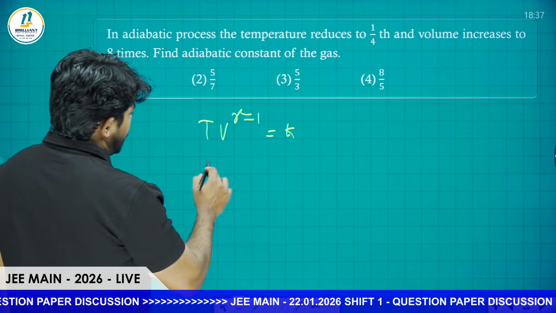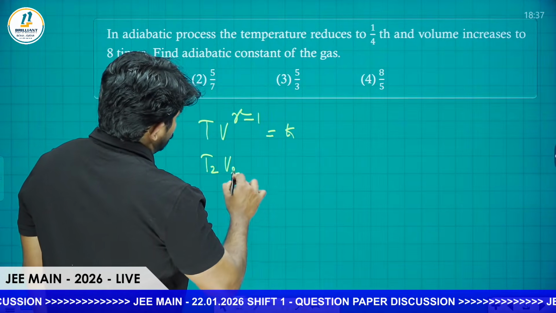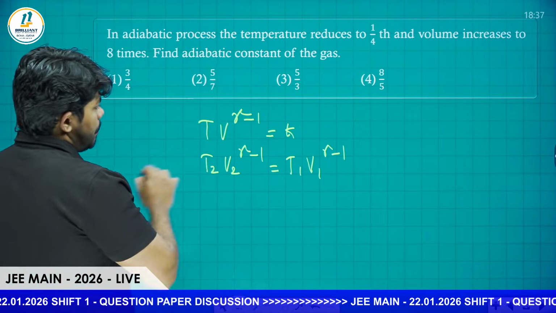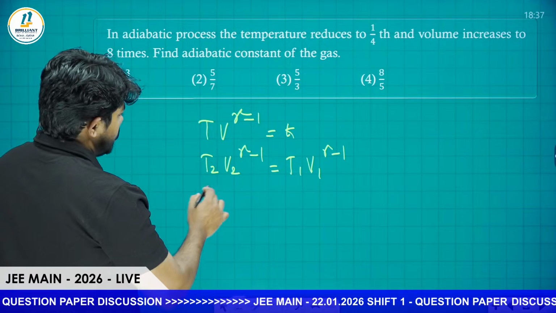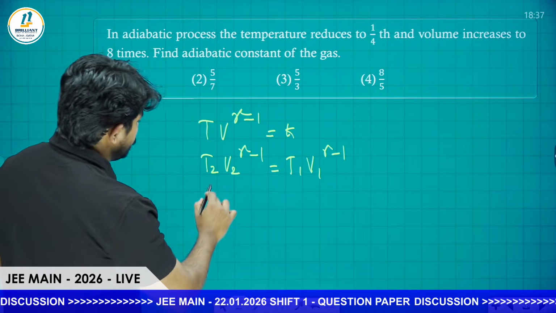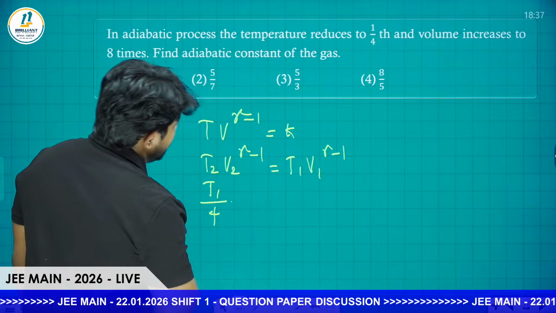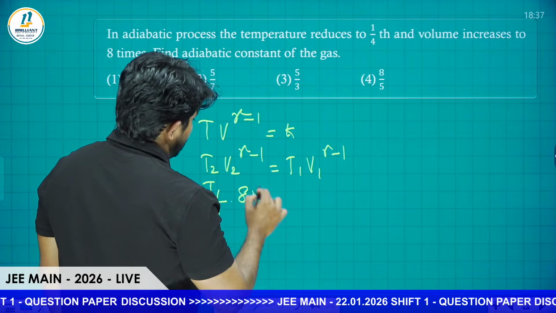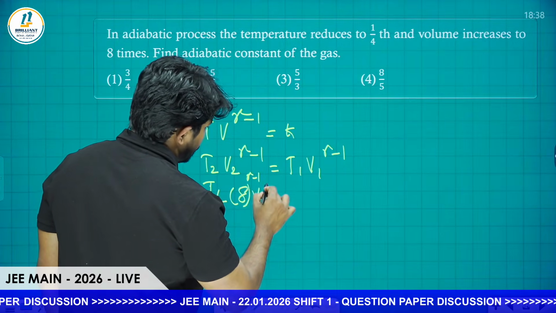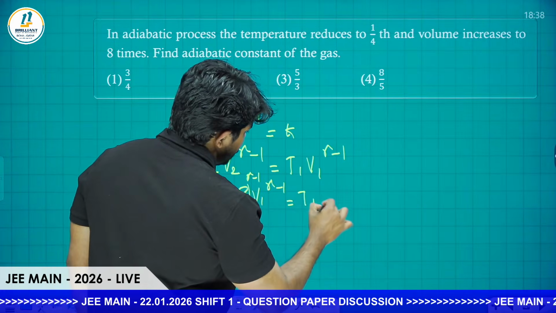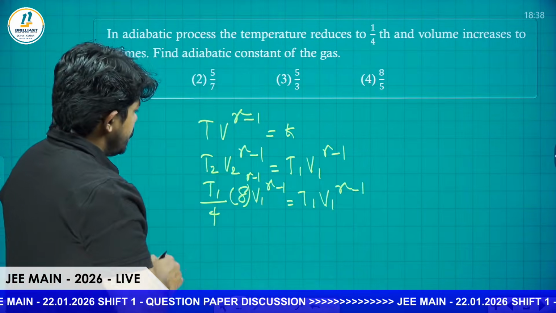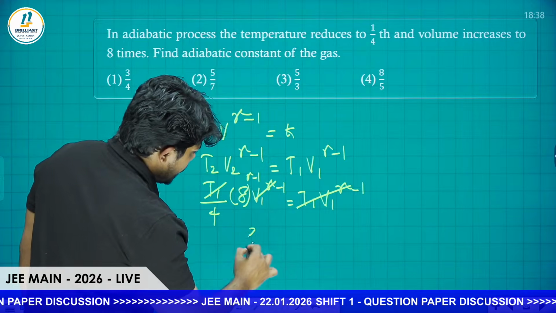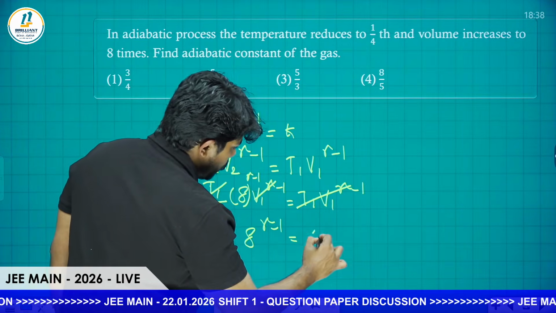Okay, so we can write T2 V2 raised to gamma minus 1 is equal to T1 V1 raised to gamma minus 1. And how is temperature changing? Temperature becomes 1 by 4, so T1 by 4, then V2 is increased to 8 times. So T1 by 4 times 8 V1 raised to gamma minus 1 equals T1 V1 raised to gamma minus 1. This cancels, so we can write 8 raised to gamma minus 1 is equal to 4.